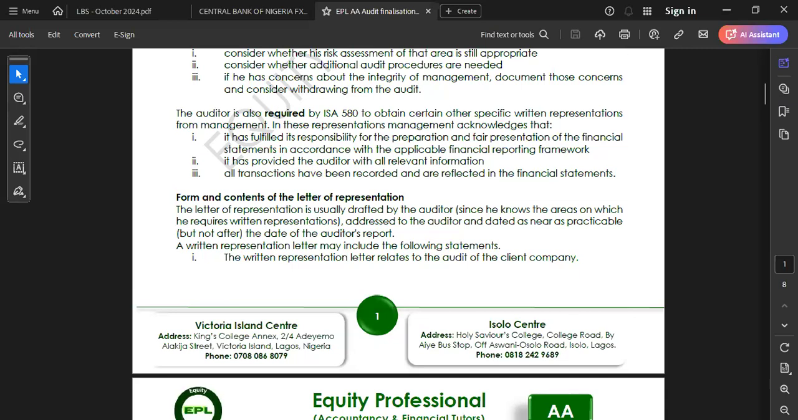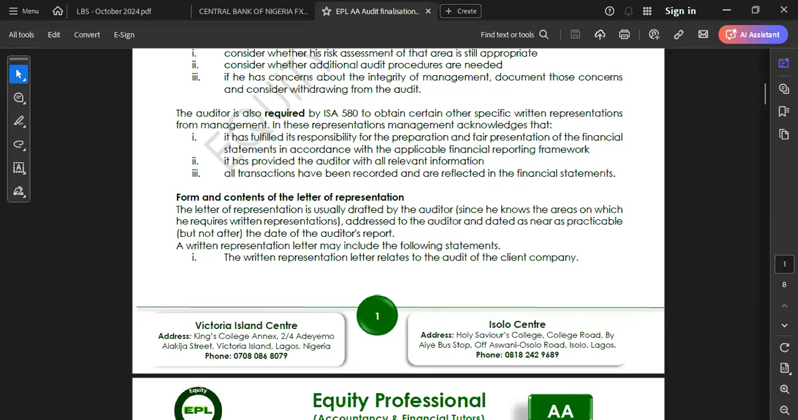So what we are saying here is that there are some general instances where management will just issue a letter to cover the audit: we are responsible for the financial statements, we are also aware of the audit, we discussed, we will provide all books of record, and so on. But there are some specific situations where the auditor will need management to write a written representation, and in that written representation there are some specific things that management needs to own.